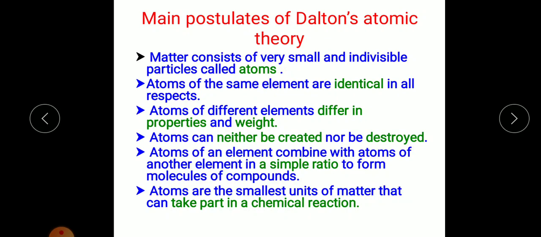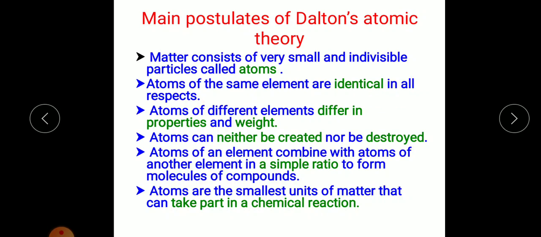Next, the second point is atoms of the same element are identical in all respects. So if we take the atoms of the same element, they should be the same in all respects. That means they should have the same mass, the same shape, the same weight. Okay, all these things should be the same. But this has been proven wrong.